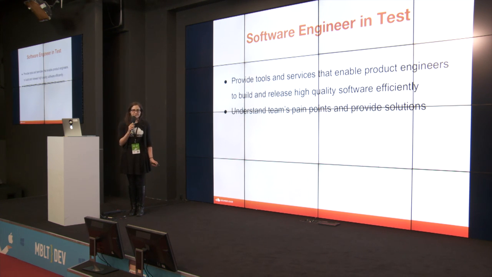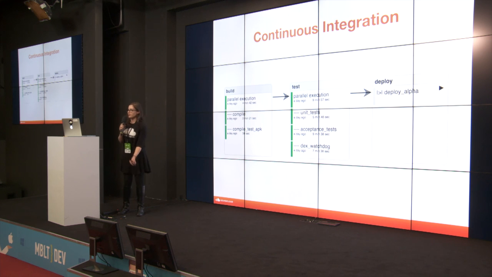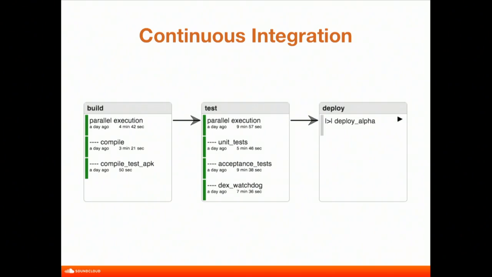So I'll look at what we have for continuous integration. So we use Jenkins, and we have pipelines on Jenkins. So as you can see here, this is what the pipeline looks like for the Android master branch. So we have separate stages for building, testing, and deploying.